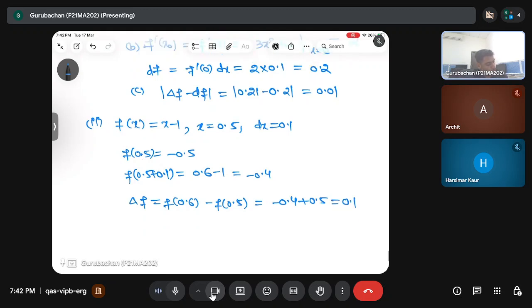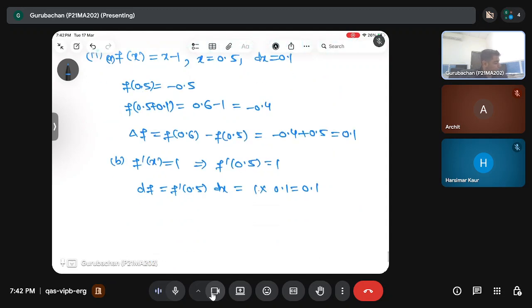This one is our a part of the second. What is the derivative of f? This is 1. So that means the derivative of f at 0.5 is also 1. That means df will be f dash 0.5 into dx. That is 1 into dx, 0.1, that is 0.1. So is this the correct one, or did we make some mistake?